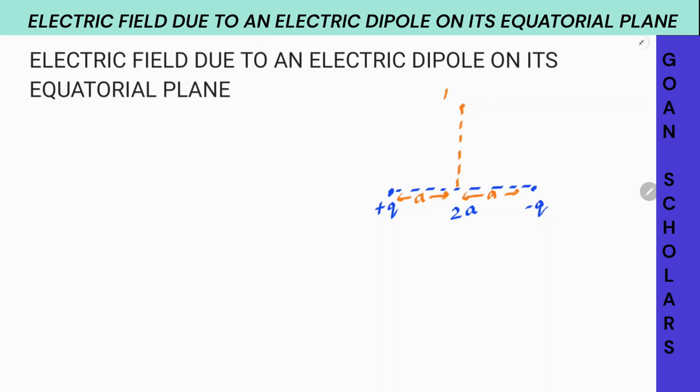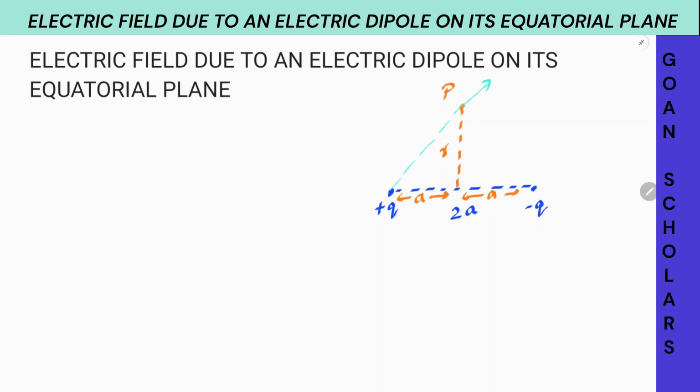So let's say this point P over here is at a distance of r. So this point P is on our equatorial plane. Now due to the positive charge plus q, the field will be radially outward. So we can draw here the electric field due to the positive charge radially outward. Why did we make it in this particular direction and not in any random direction? Because this is the line joining the point charge and this point P.